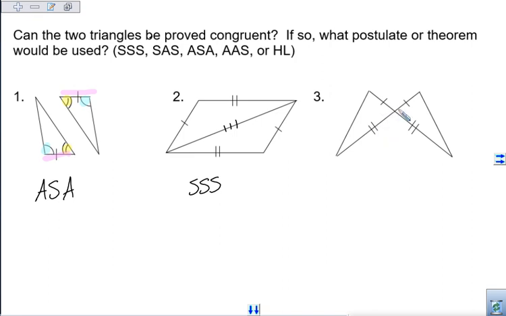Our next example, we have two sets of sides marked as congruent.